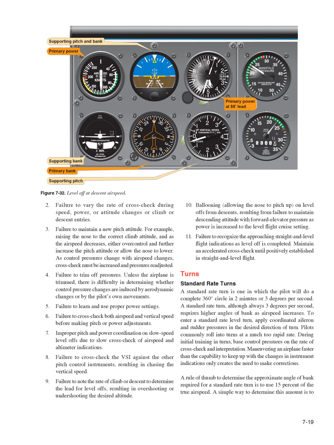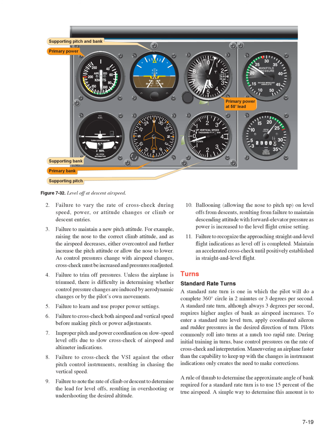During initial training in turns, base control pressures on the rate of cross-check and interpretation. Maneuvering an airplane faster than the capability to keep up with the changes in instrument indications only creates the need to make corrections. A rule of thumb to determine the approximate angle of bank required for a standard rate turn is to use 15% of the true airspeed.